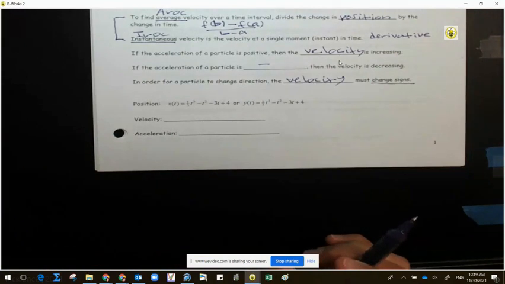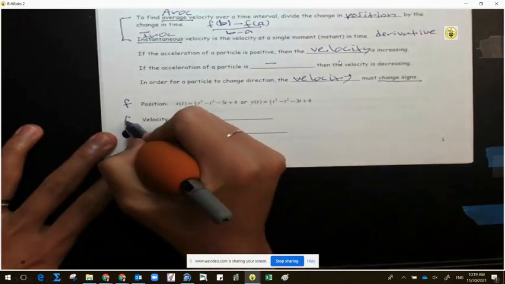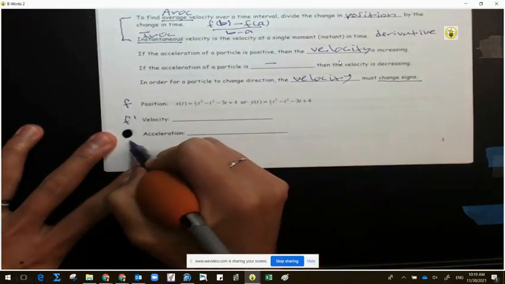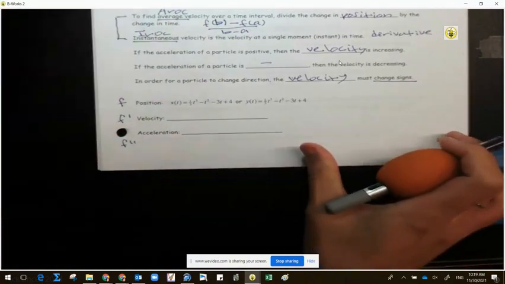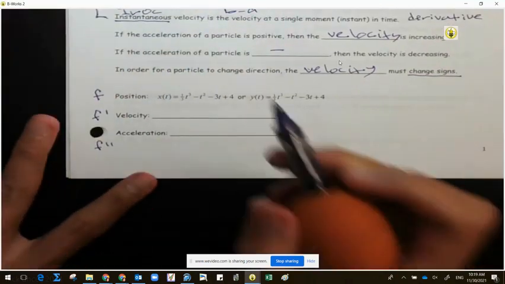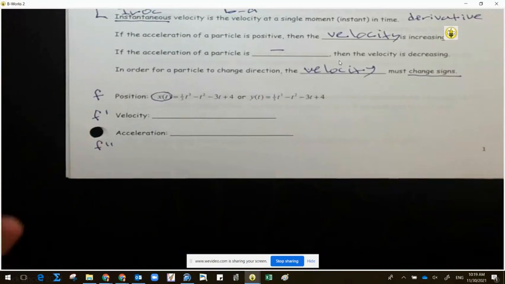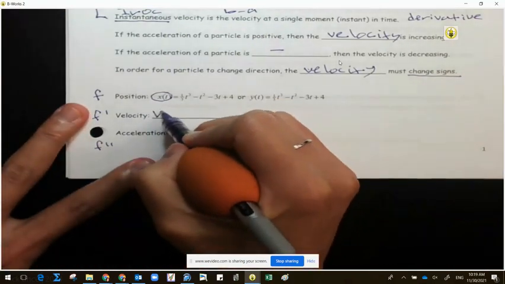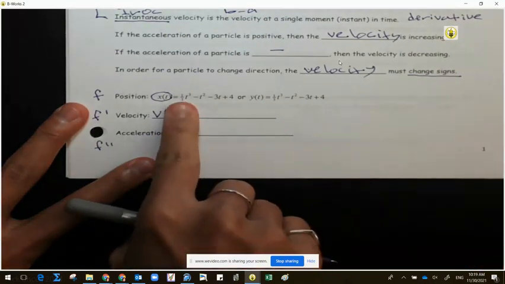In case you might have forgotten the derivative, let's practice that real quick. Position is the original function. Velocity is our f prime. And acceleration is our f double prime. Let me zoom in. If you're looking at x of t or y of t, it doesn't really matter, but I just want to use this one because we're in x of t for this page. So for the velocity, let's find the derivative. What is the derivative of my first component? T squared.